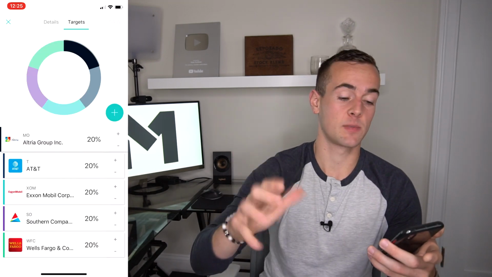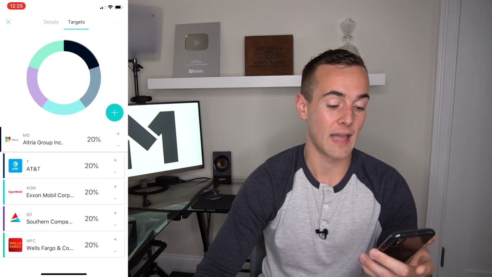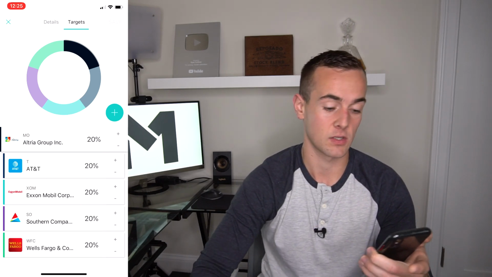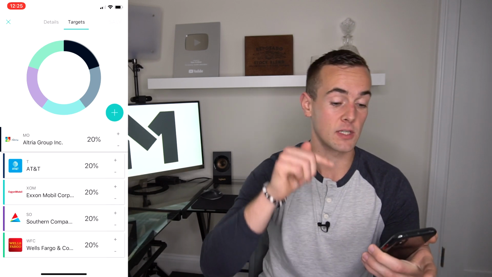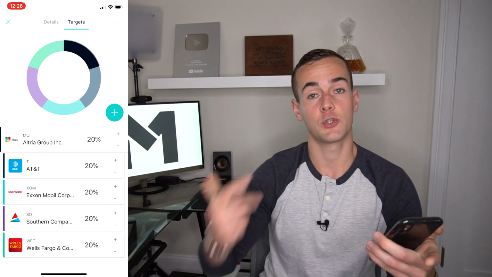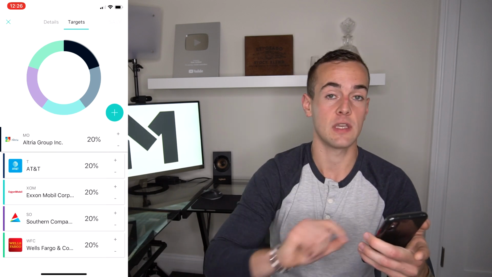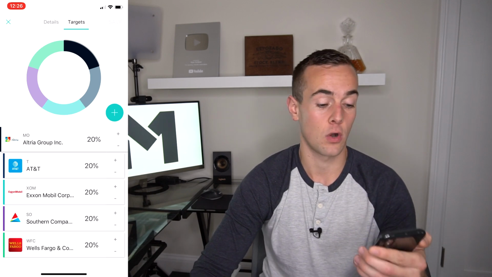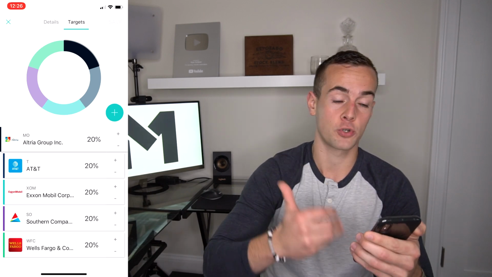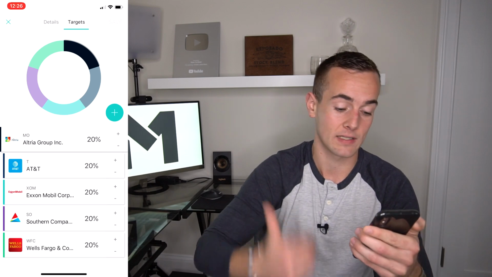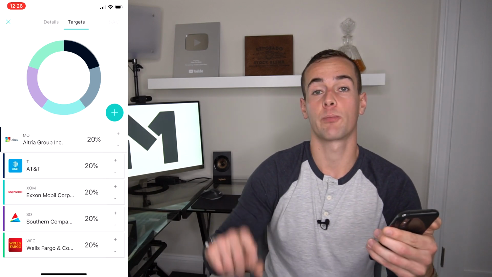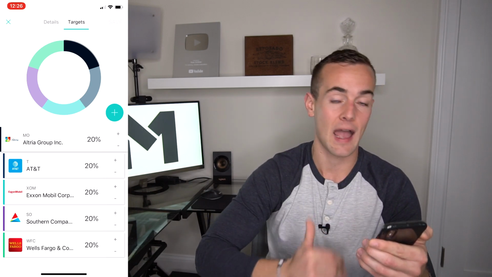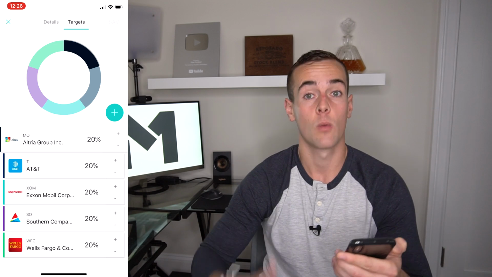Now, what's going to happen at this point, if I actually funded this portfolio and added some money, it's going to be split up across these 5 investments. So let's say, for example, I funded this with $1,000. Well, about $200 would go into each of these 5 stocks. And the reason you're able to do this is because of a feature called fractional shares, where you're not purchasing whole shares of AT&T or ExxonMobil or Wells Fargo. You're purchasing as little as 1/10,000th of a share, which allows you to have a diversified portfolio without worrying about that share price.